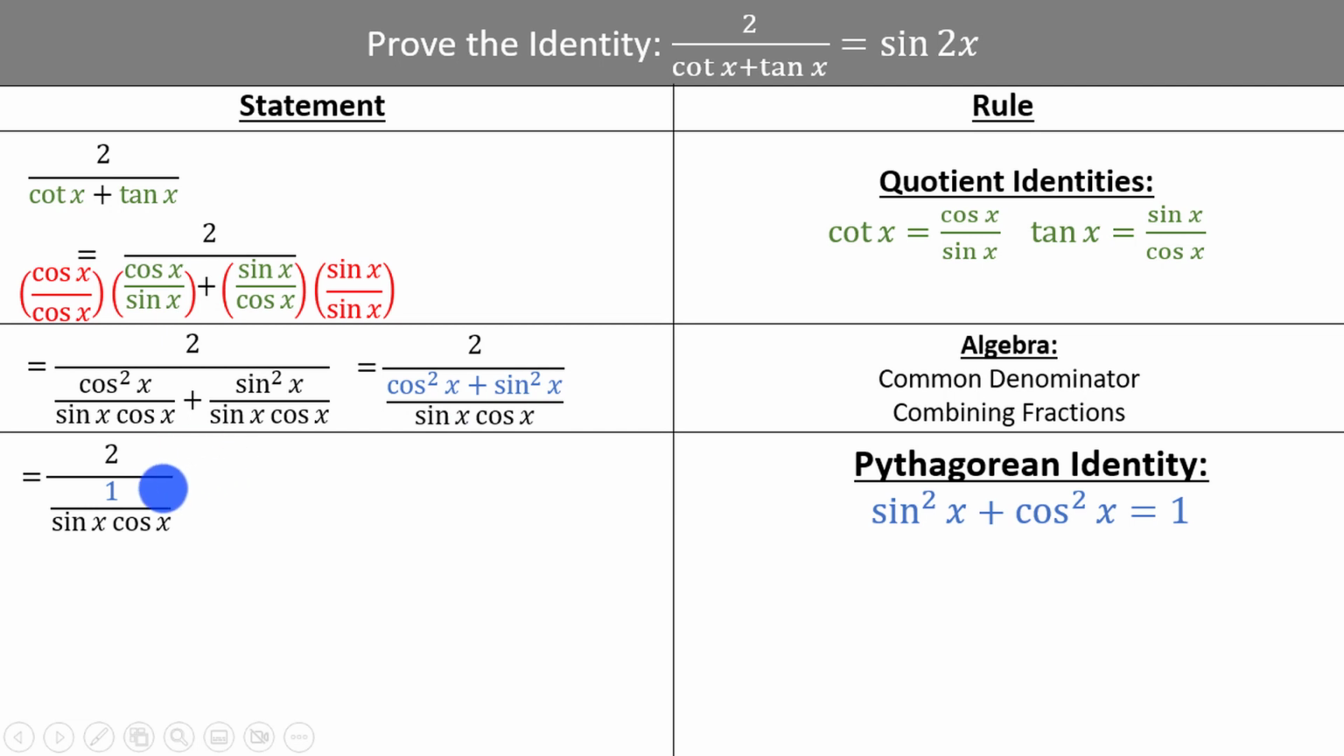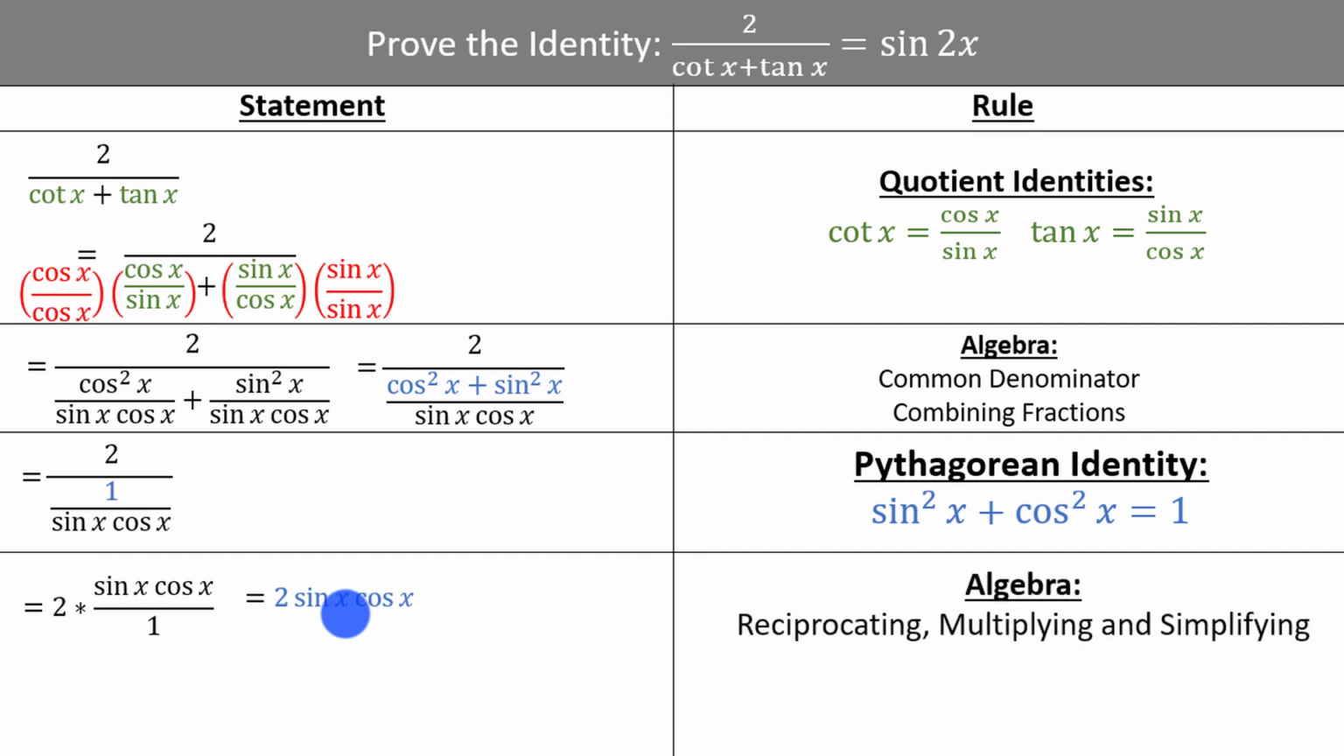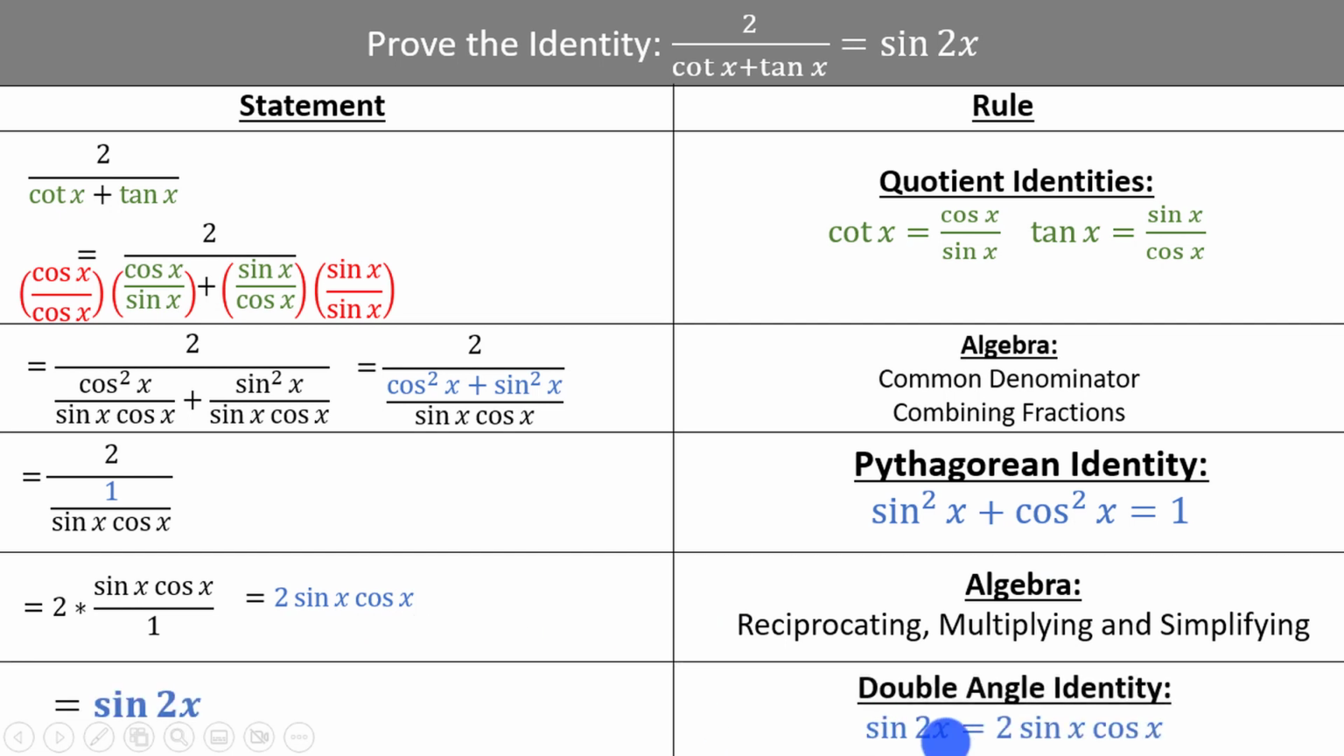We have 2 divided by 1 divided by sine of x times cosine of x. We can reciprocate the denominator and multiply so that we have 2 times sine of x times cosine of x divided by 1. This becomes 2 times sine of x times cosine of x. We justify the last few steps by reciprocating, multiplying, and simplifying, all related to algebra. Now hopefully you recognize that 2 times the sine of x times cosine of x is equal to sine of 2x, the same double angle identity that we used in the previous problem. That's exactly what we were trying to find. We have proved that 2 over cotangent of x plus tangent of x is equal to sine of 2x.